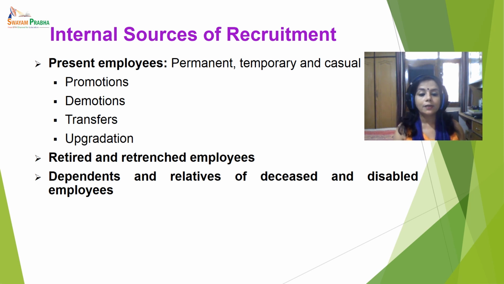Then the next one is dependents and relatives of deceased and disabled employees. So as a good HR policy, this is there in certain organizations, that the dependents of deceased and disabled employees are called for the jobs in the organization, they are absorbed in the organization. So although people are coming from outside, since they are relatives of the employees who have deceased or became disabled, it is also considered as an internal source of recruitment. So in a way, the organization is fulfilling the social responsibility towards these people, and good HR policies will be considered in that organization.